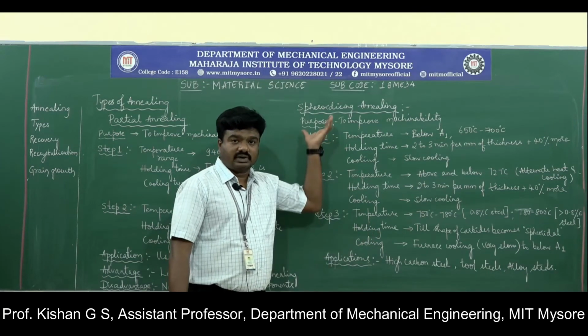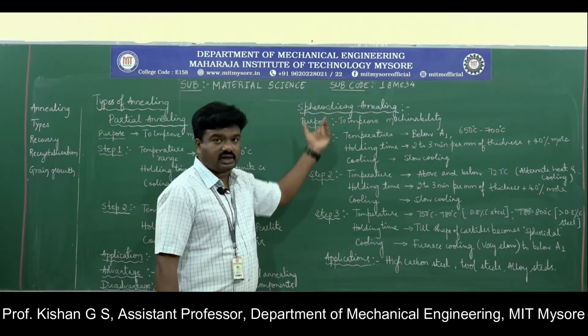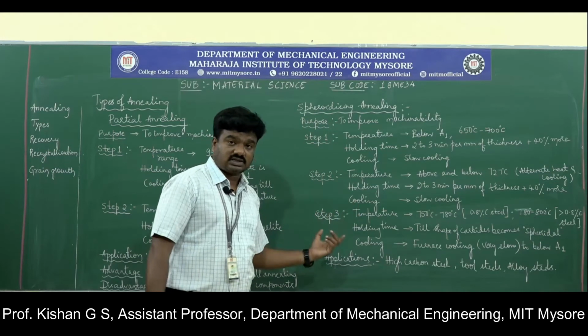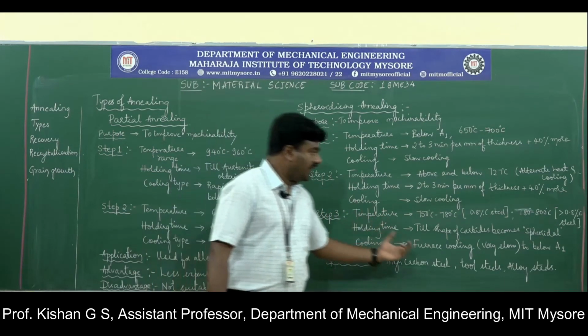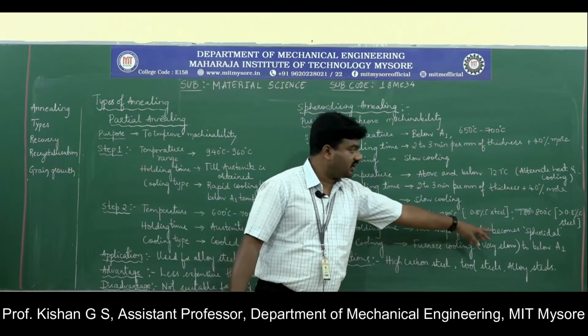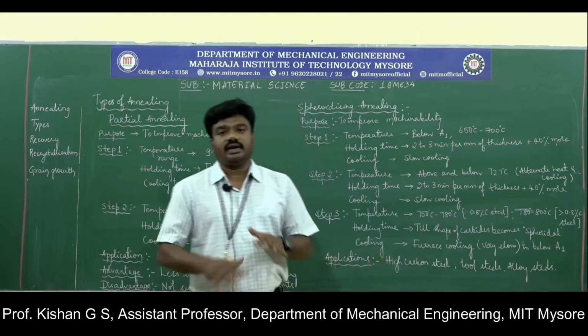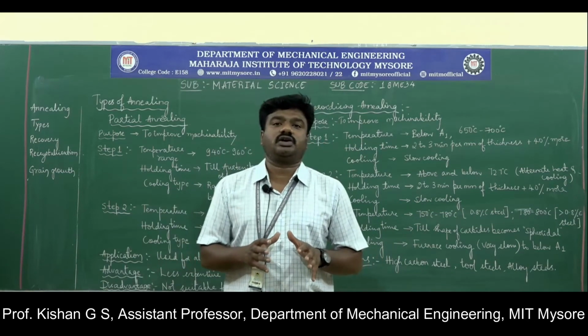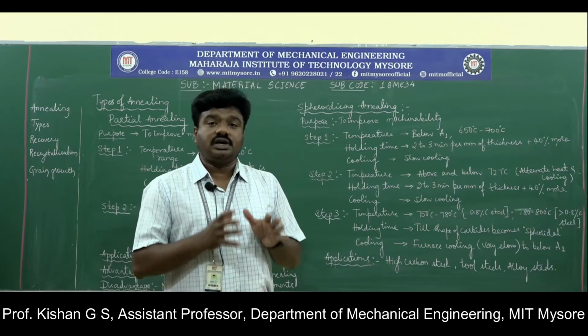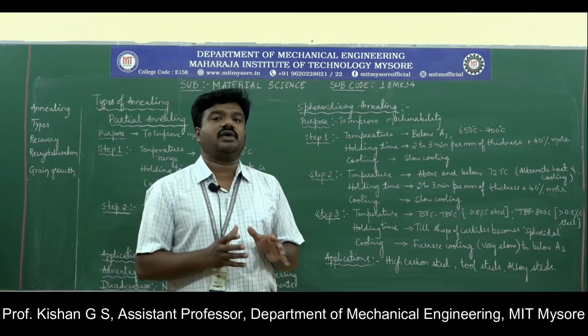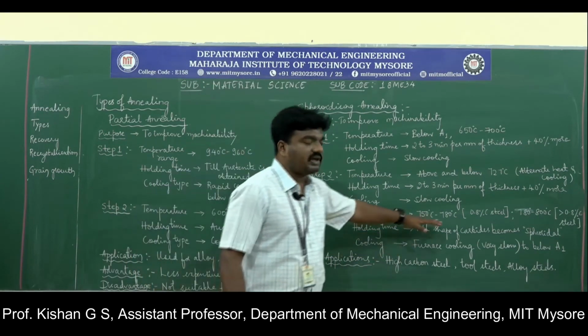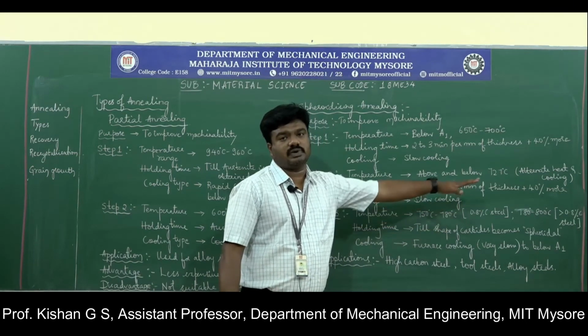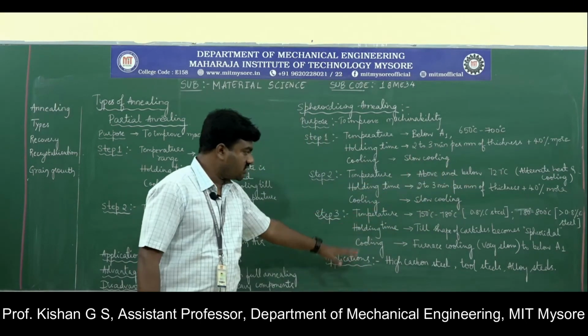As the name itself suggests, spheroidizing annealing, the holding time at the last stage is such that the complete shape of carbide gets converted into spheroidal shape. So the entire carbide shape should get converted into spheroidal in its nature. Till that spheroidal nature is attained, you have to keep the specimen at this particular mentioned temperature range based on the carbon content. Now comes the cooling.